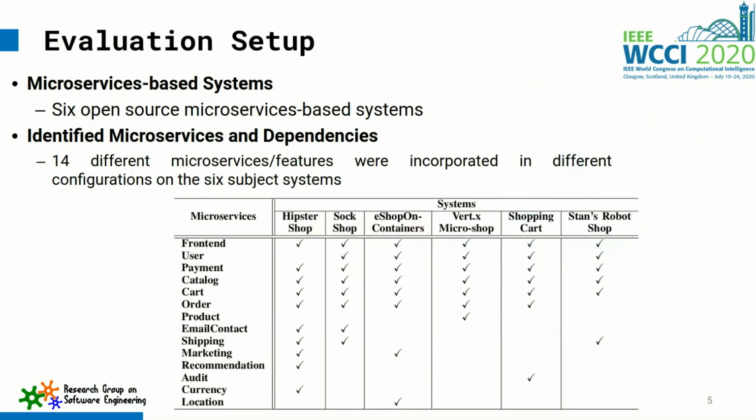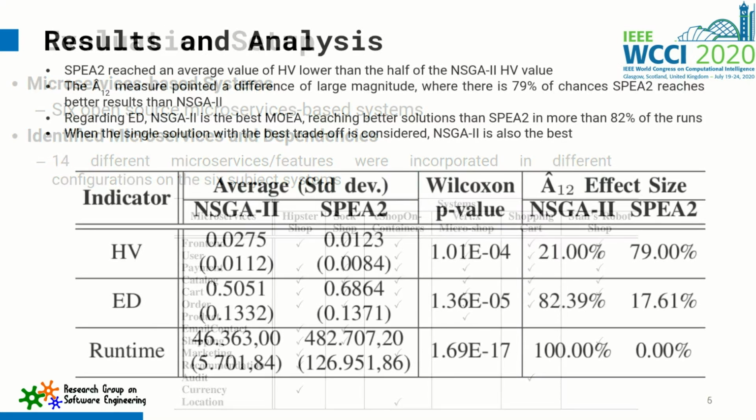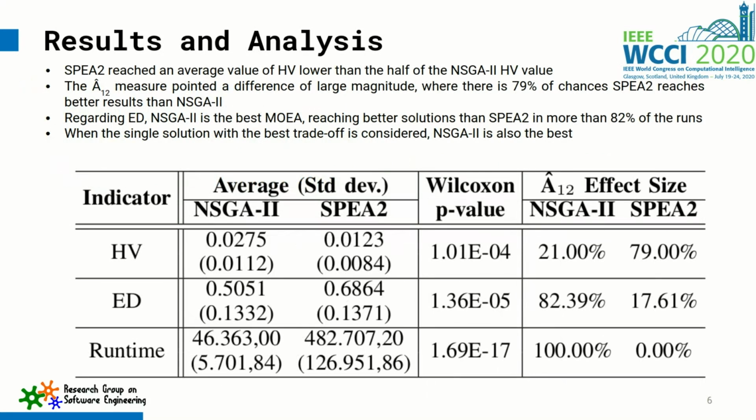For the evaluation of our approach, we rely on 6 different open source microservices-based systems, from which we could observe 14 different features or microservices. We have here in this table, in the columns, the systems, and in the rows, the microservices. This is a summary of the results.